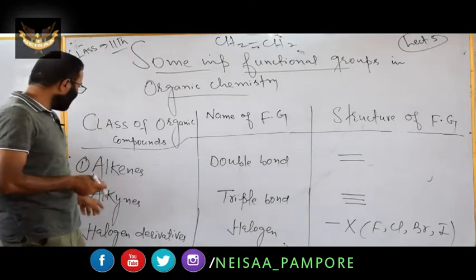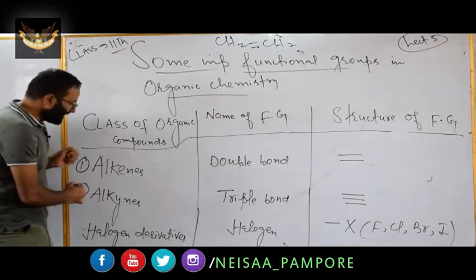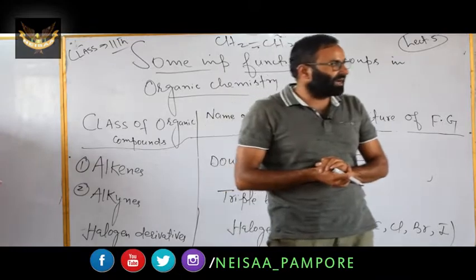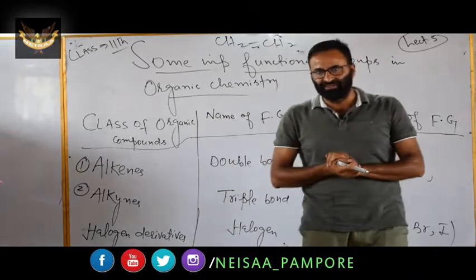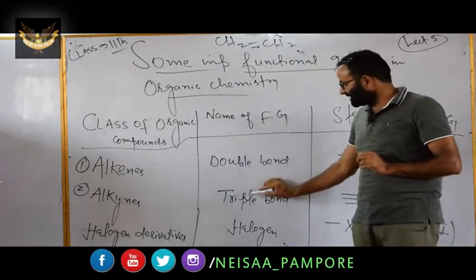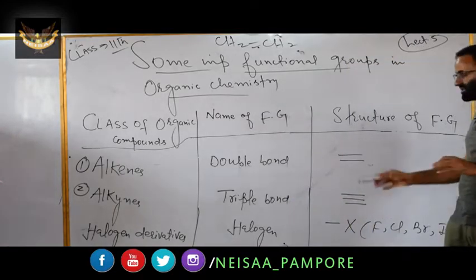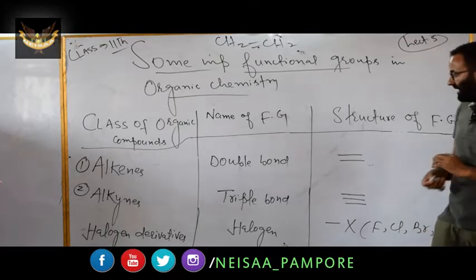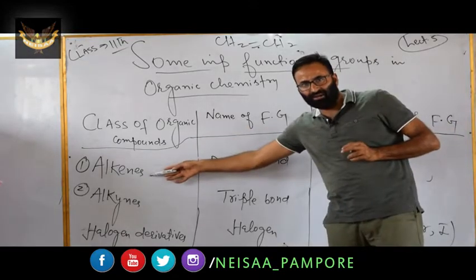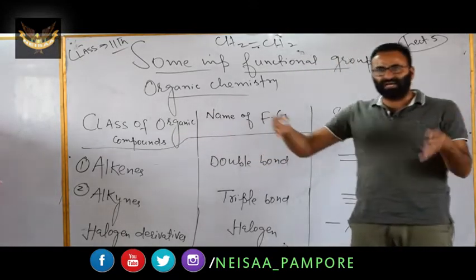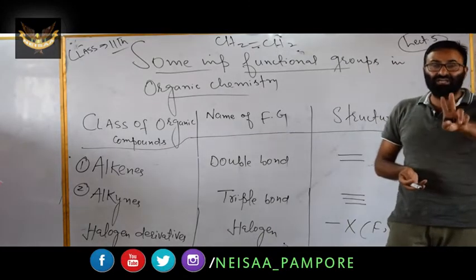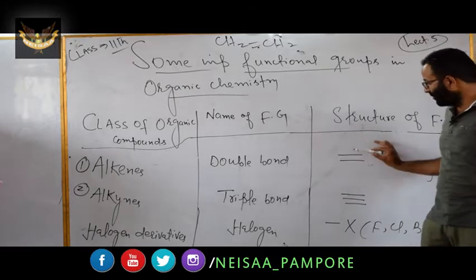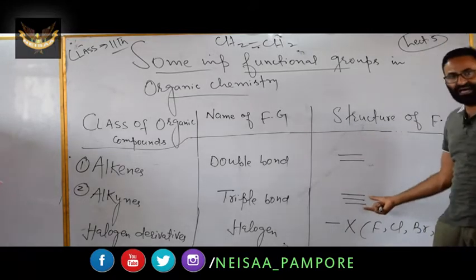The second, we have alkynes. The second class of organic compounds, that is alkynes. You know what is meant by alkyne when we have a triple bond. Remember this point. Name of functional group is triple bond, and the structure you have to write 3 bonds. You have to mention 3 bonds, that is a triple bond. Alkene, the first class of organic compound. Alkynes, the second class of organic compound. But here you have to remember the name of functional group and structure. Double bond, 2 bonds. Triple bond, you have 3 lines, 3 bonds.